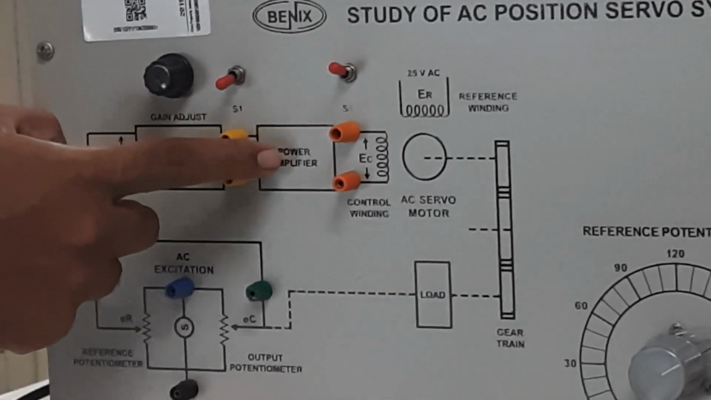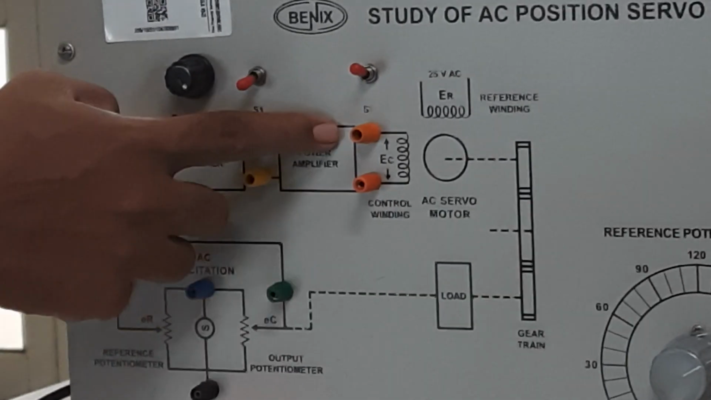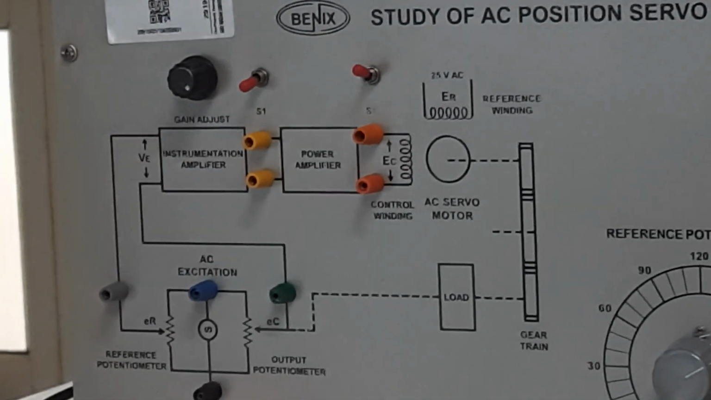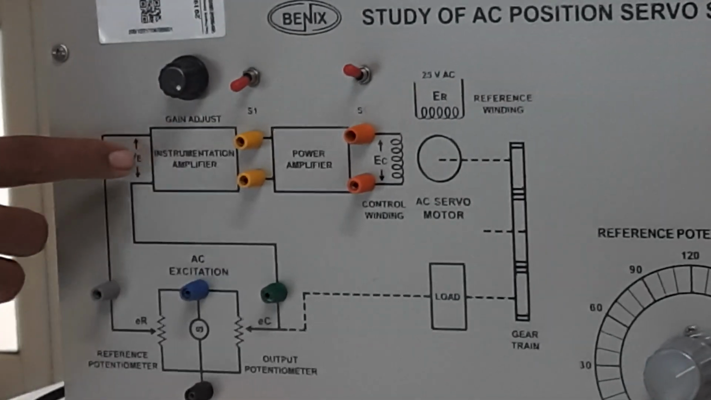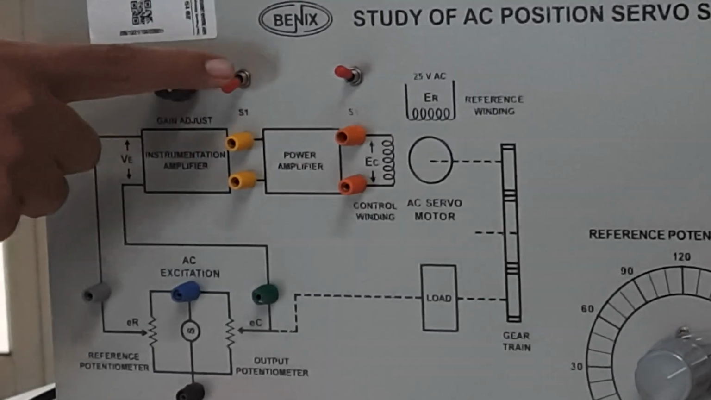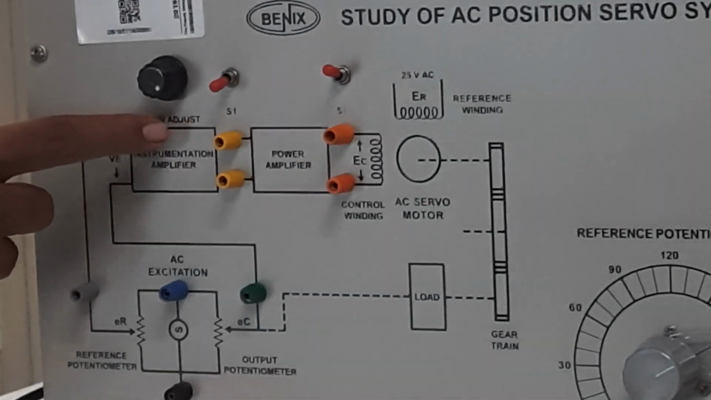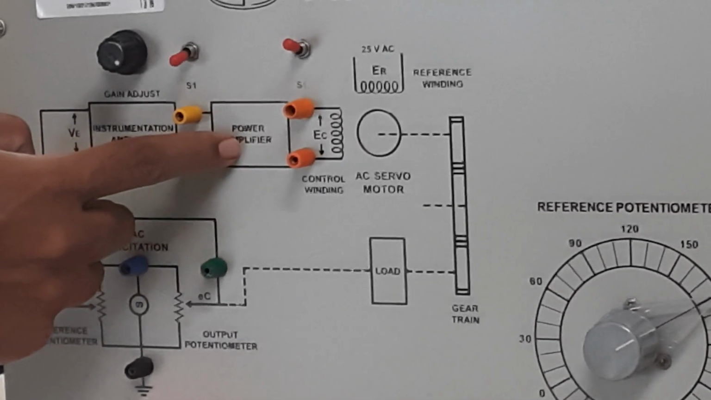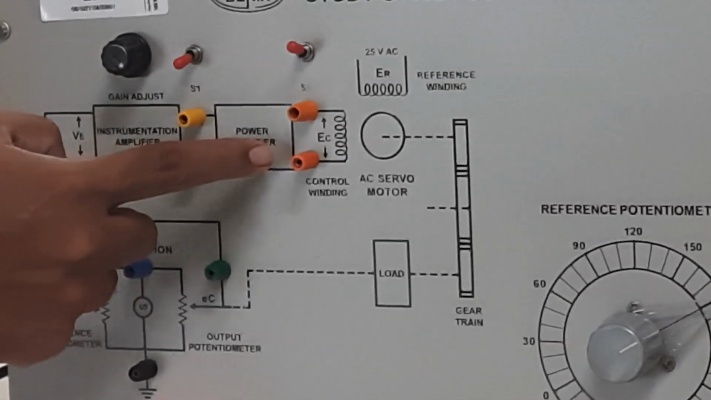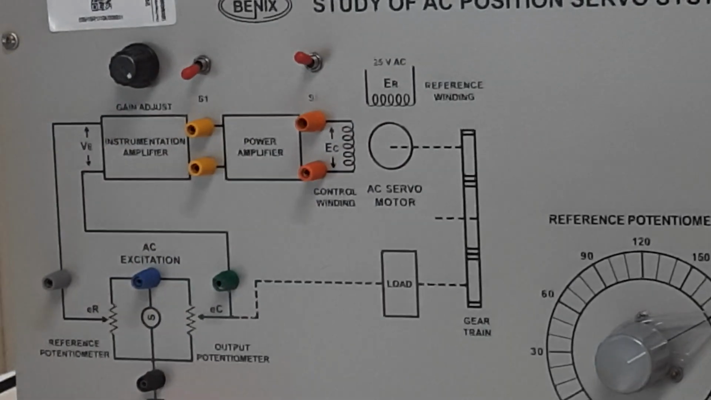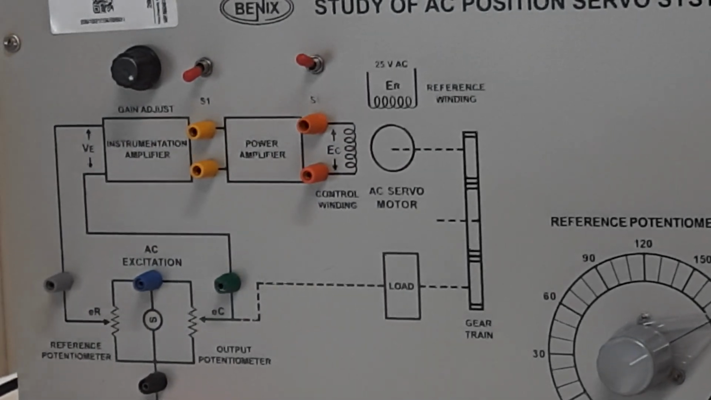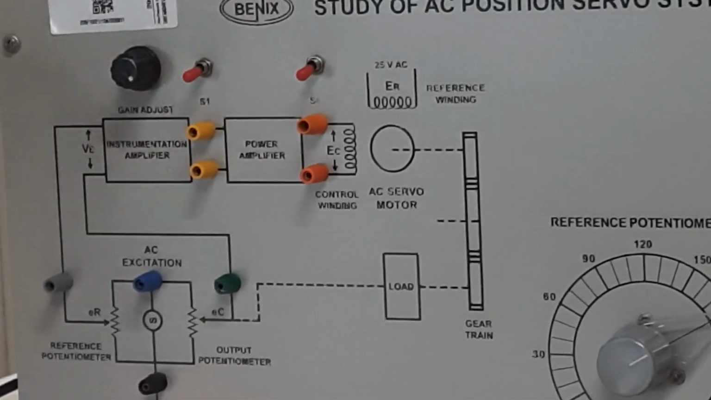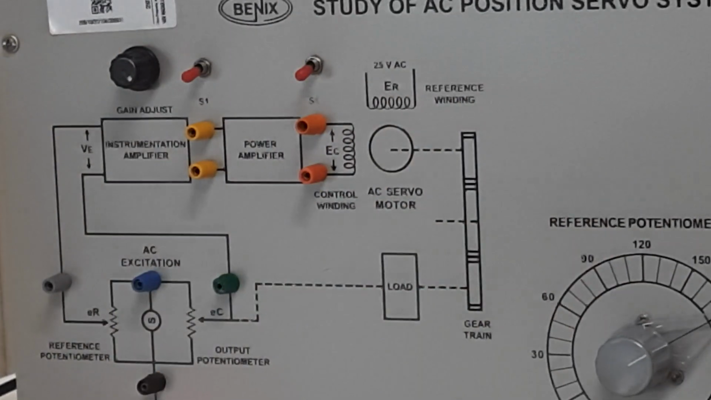If you look, the output is still off because we have not switched on this switch. Since we closed switch S1, the power is available across the input of your power amplifier, and the power amplifier's output is available here, but it is still not fed into the control windings of your AC motor. Now I switch on this AC servo motor. Now look at the potentiometer also.